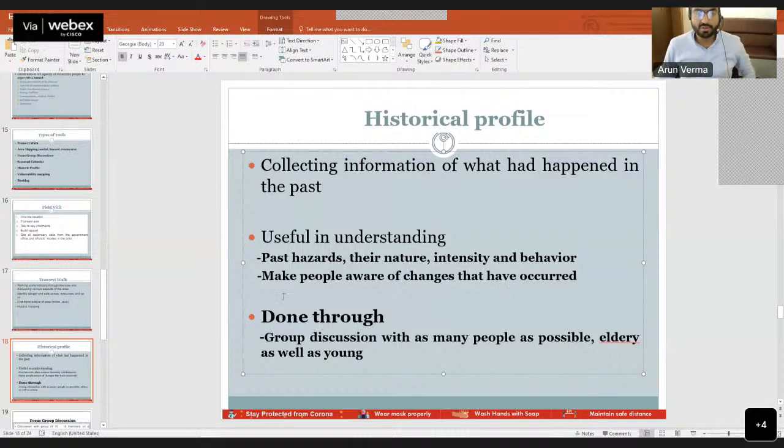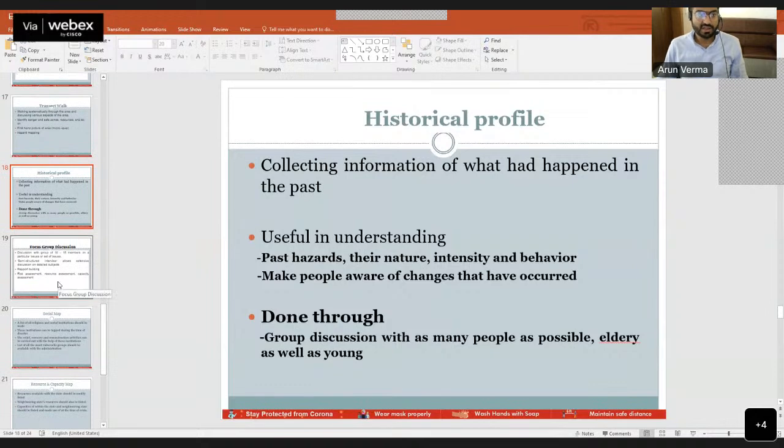Then a group discussion is also important. As I told you earlier, if we make a DM plan for a department, we should include our HODs, our faculty members and the concerned people, those who can take care of it in case of any discussion.